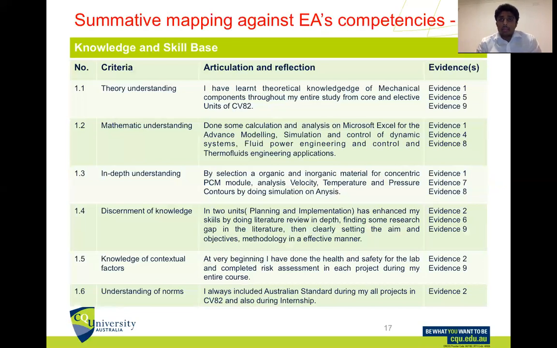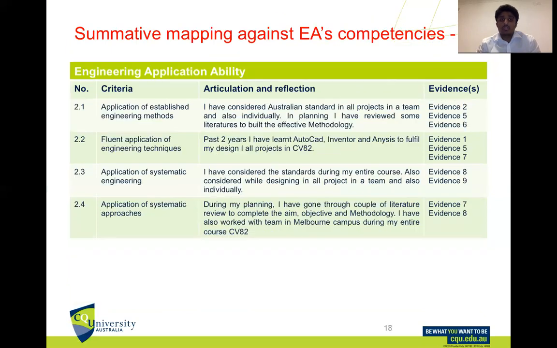This is the summative mapping. First, theory understanding: whatever theory I understand, I put the evidence as well. Mathematical understanding, that also I put some evidence. Depth of understanding, knowledge of contextual factors, understanding of norms. In each I have put the evidence as well. Then engineering application ability, which is fluent application of established engineering methods, systematic approach, and systematic engineering. I put some evidence in that as well.